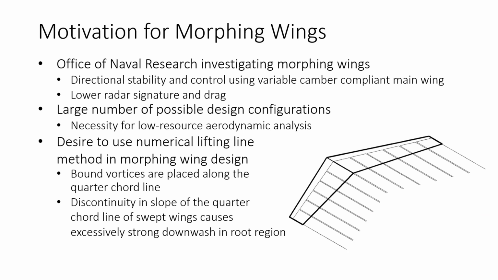So we obviously have MachUp, which is a numerical lifting line method. But as you'll see later, I believe Jackson and Corey will probably talk about this, the classical way did not really work for swept wing design. Because the bound vorticity is placed along the quarter chord line, and that discontinuity in the middle at the root causes excessively strong downwash in the root region, and so it doesn't predict lift and drag very well.